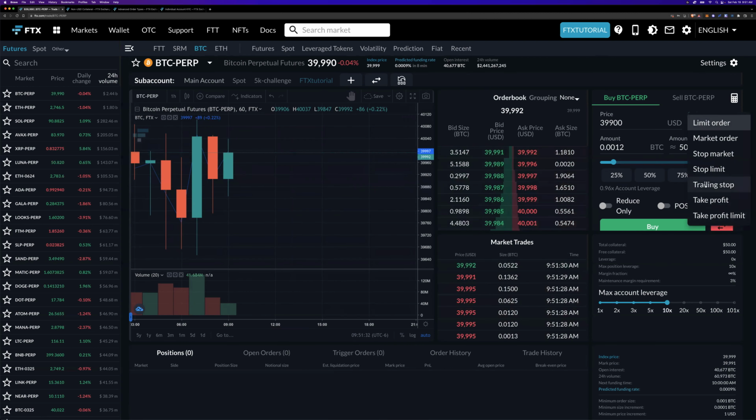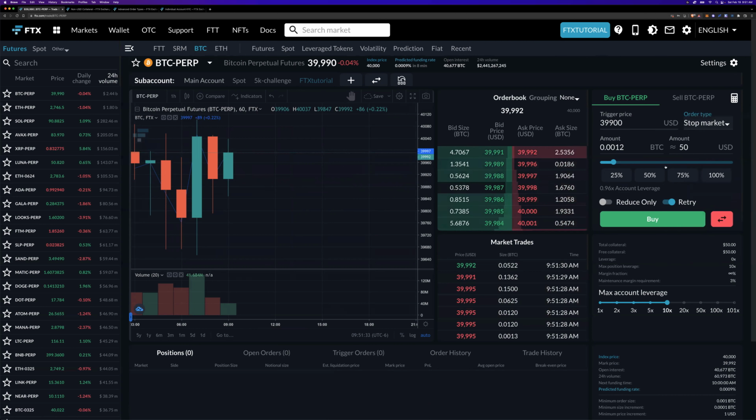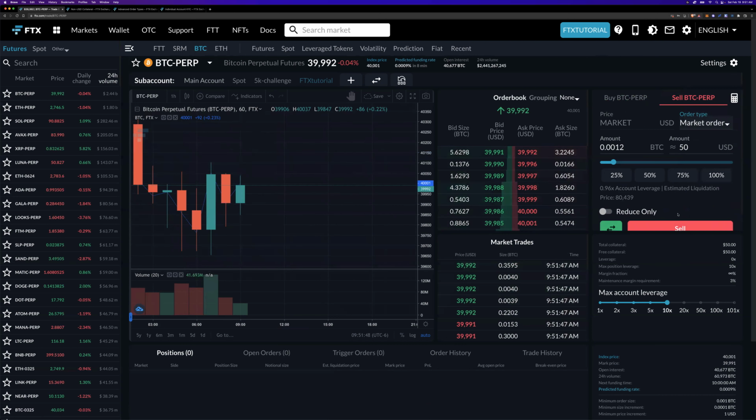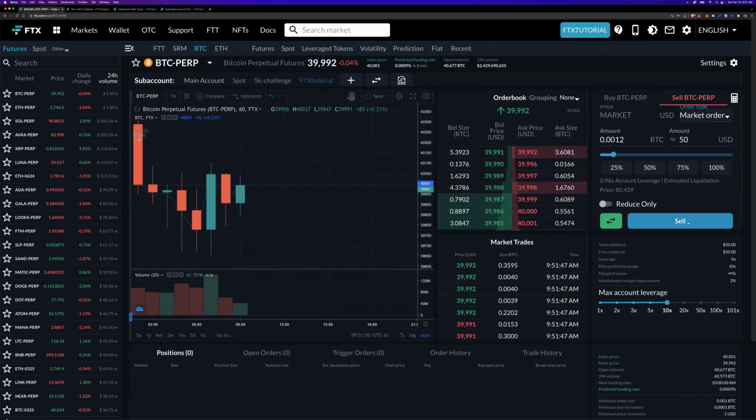There are other order types here as well. Stop market. This has more to do with if you are short in the market and you want to get out of your position, you will stop yourself out with the stop market order. Okay, so here's a perfect example. Let's just say I go short for $50 right now. We're going to run a test experiment, right? So I'm going to short market right now.